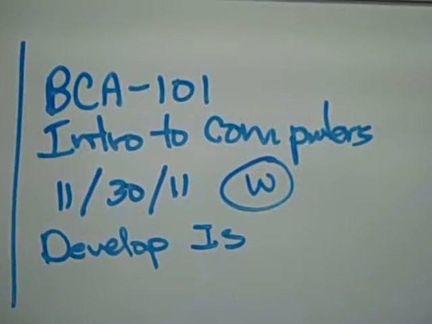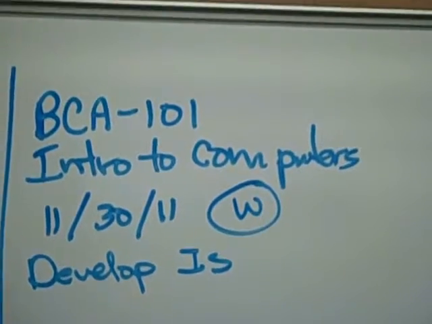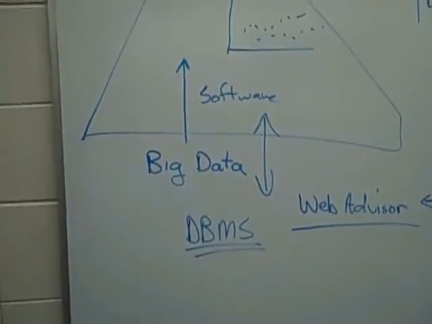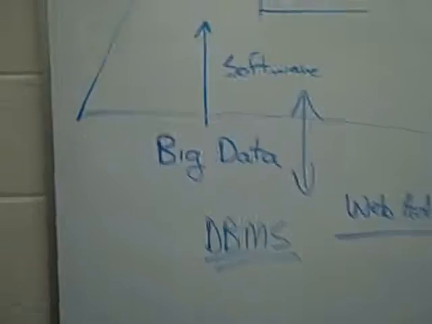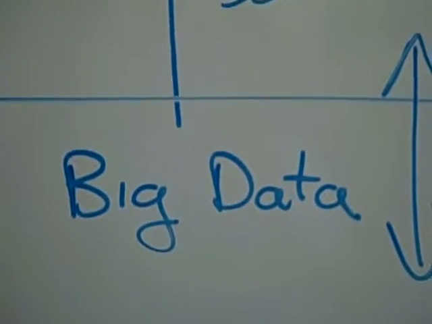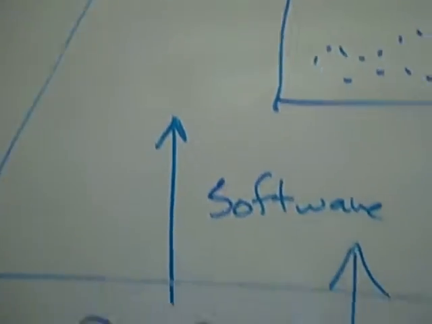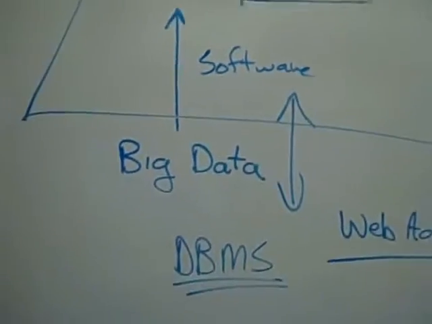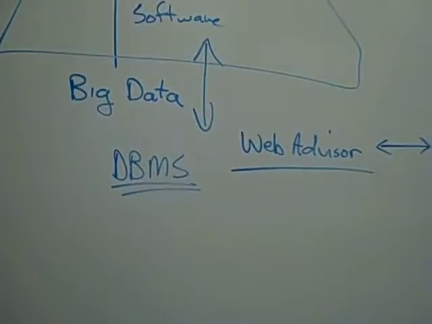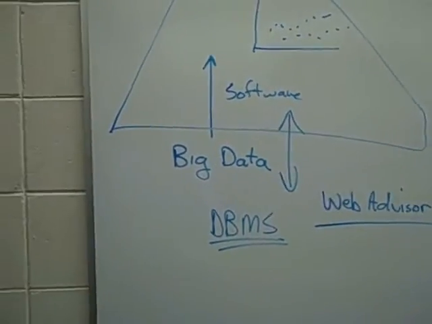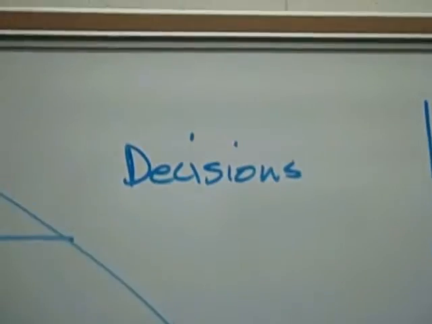Right, this is BCA-101. We listened to a little bit of a podcast, actually, from public radio about big data. It talks about how that's being used, and it was interesting. And then we talked about the algorithms or the software that allow us to pull out of that data valuable information that allows us to make decisions.